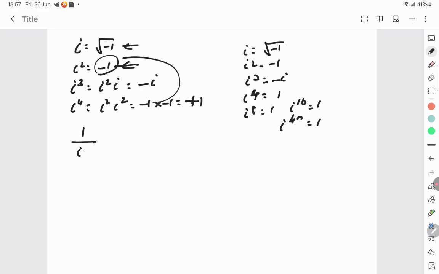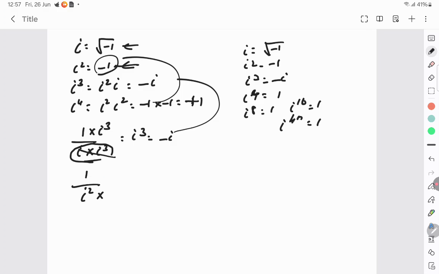Supposing you have 1 by i, you try to convert it to i to the power 4 down so that I can make it 1. Therefore you multiply and divide by i cube. So this becomes 1 by i to the power 4, it becomes i cube, and i cube's value is minus i. Supposing you have 1 by i square, you don't have to do that because i square is minus 1, so 1 by i square is minus 1. So answer is minus 1. 1 by i cube, multiply and divide by i. i to the power 4 is 1, so answer is i.